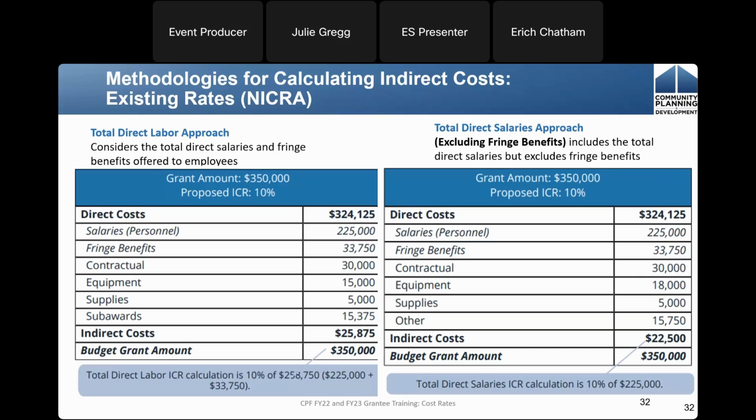Right-hand side then, maybe this is a little simpler to calculate, the direct salaries approach. Again, the key is it excludes fringe benefits in the total to establish your basis for your indirect cost rate. And so you see the minor difference there in your indirect cost rates and therefore your total budget.